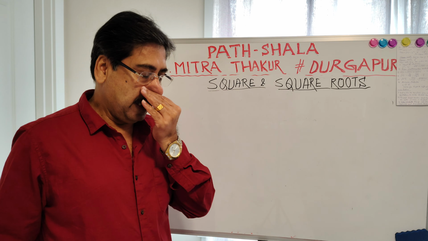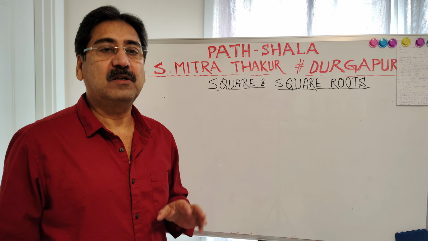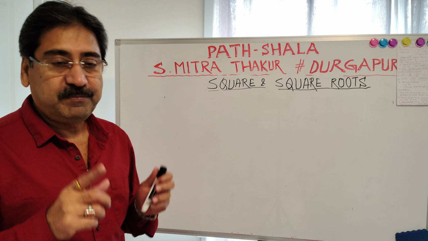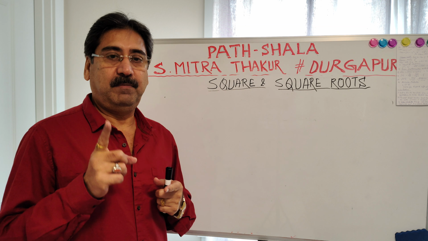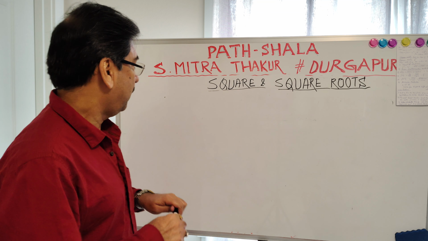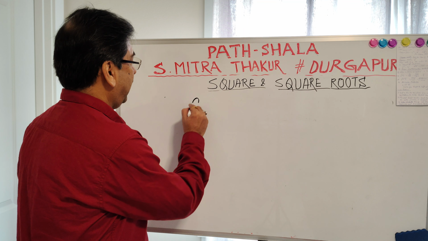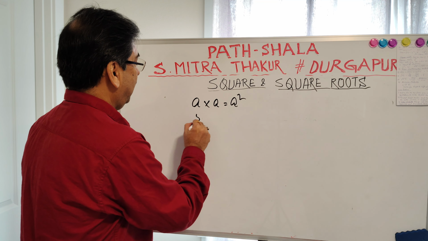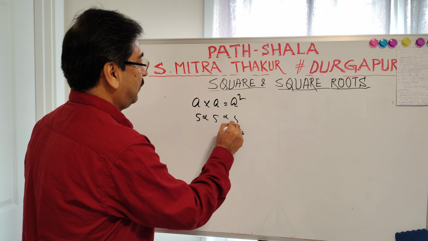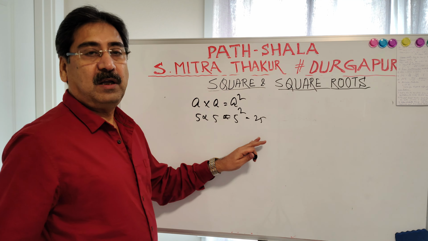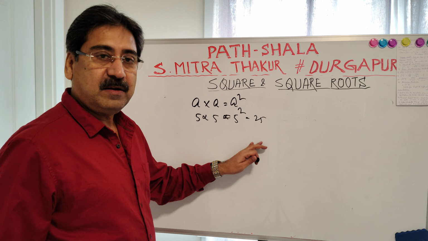Today is the second part of exponents, I mean squares and square roots. So what is a square? If a number is multiplied by itself, it is called the square. That means if I multiply a into a, it is a square. 5 into 5 is equal to 5 square, which means 25. This is called the square, right?